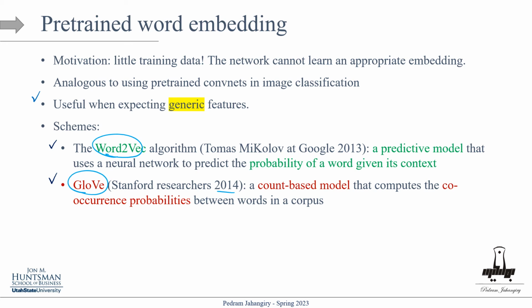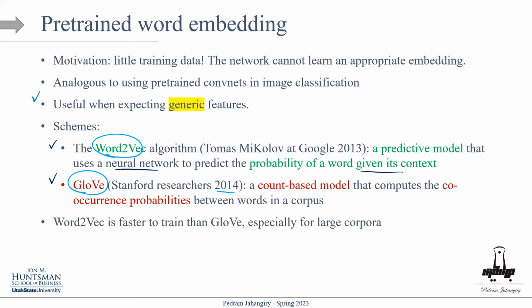But at a very high level, Word2Vec is a predictive model. It uses a separate neural network for making these predictions, to predict the probability of a word given its context. GloVe is a count-based model, so basically it computes the co-occurrence probability between words in a corpus. Just remember in terms of the difference, both of them work very well in practice, especially if your task is very generic and it simply should work. But Word2Vec is faster to train than GloVe, especially for larger corpora. Okay, so that was it.